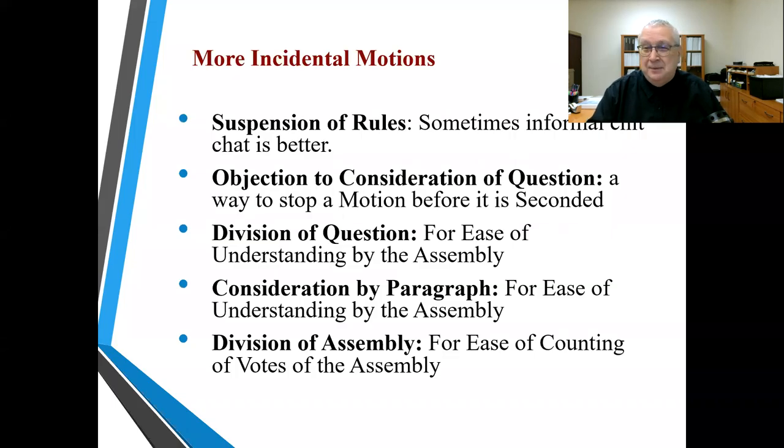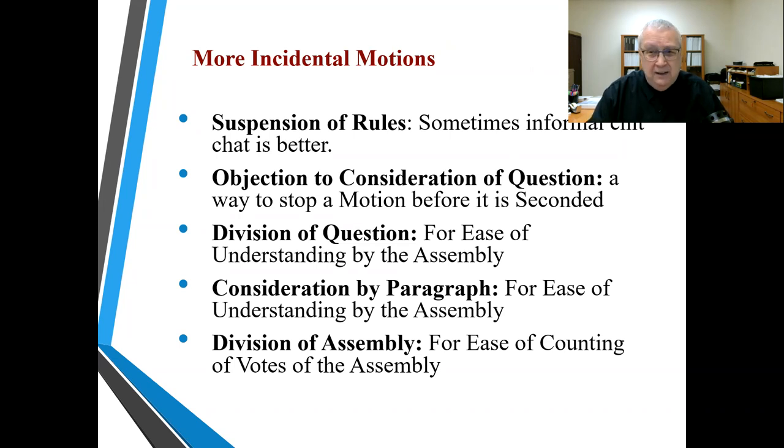So there can be suspension of the rules. Sometimes informal discussion is required. Objection to consideration of the question, a very interesting tactical tool to explore in future meetings. Division of the question is a good way to handle voting.